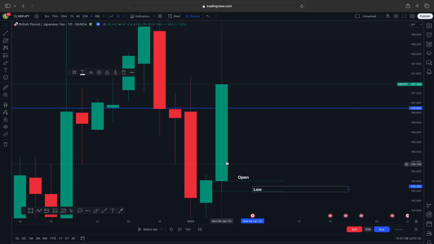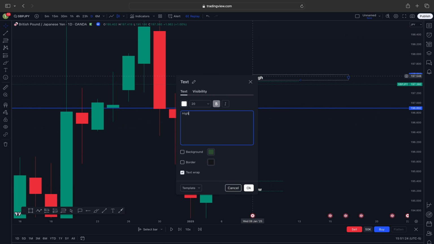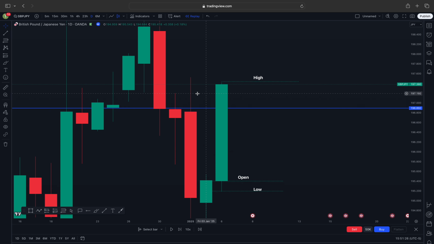Then the candle made a movement all the way up here for a high. So this is now the high. So the furthest this candle went was all the way up here. So this is a high. And then it closed right at the top. Right here. And then this now becomes our close.